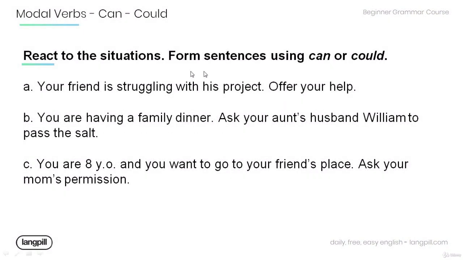Read the following sentences and react to the situation using the appropriate form of the modal verbs. A. Your friend is struggling with his project. Offer your help. B. You are having a family dinner. Ask your aunt's husband, William, to pass the salt. C. You are 8 years old and you want to go to your friend's place. Ask your mom's permission.